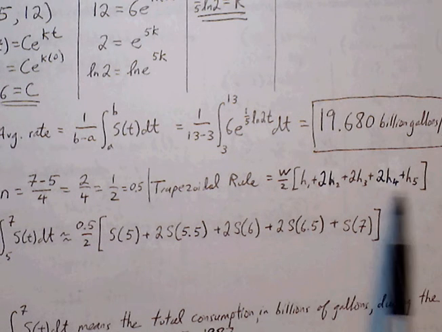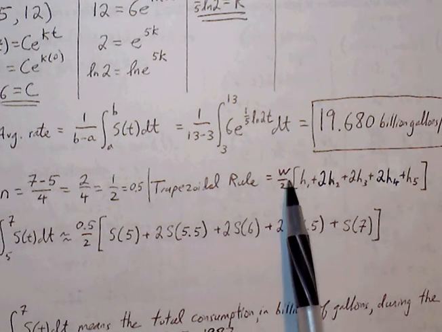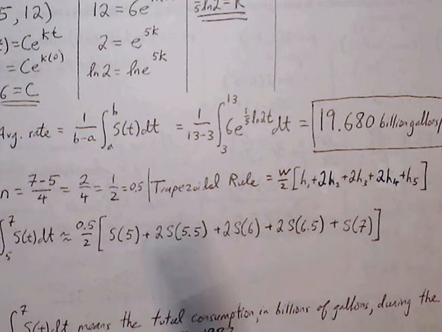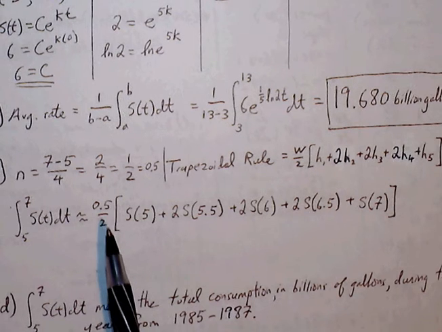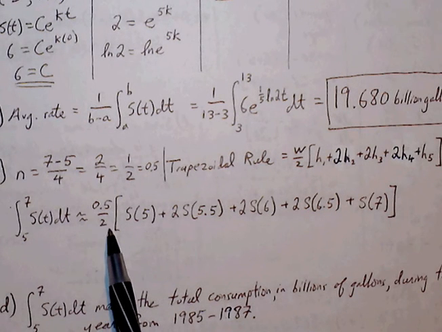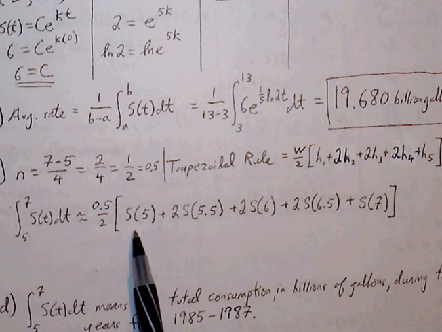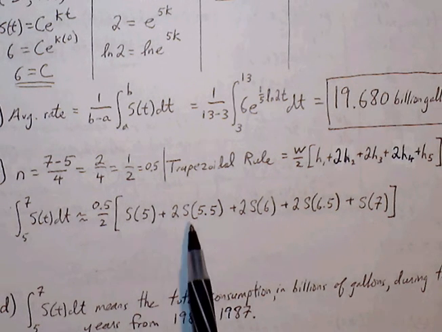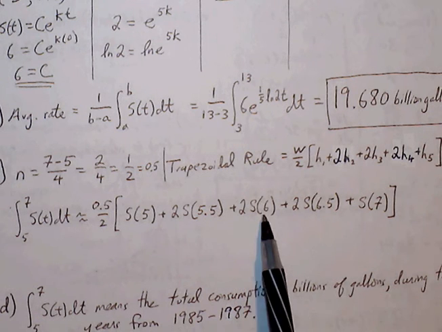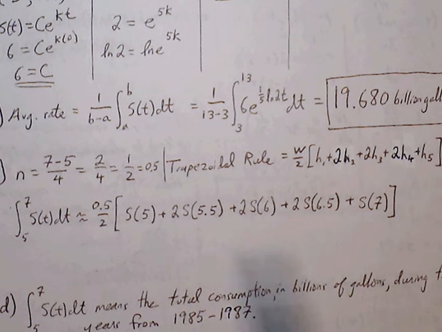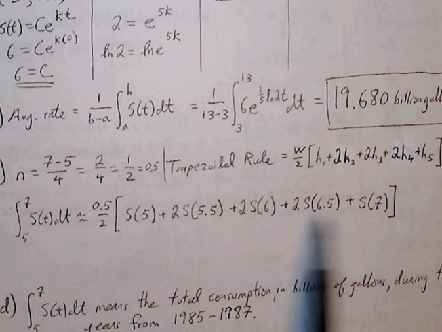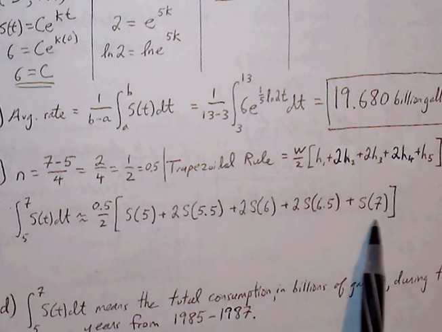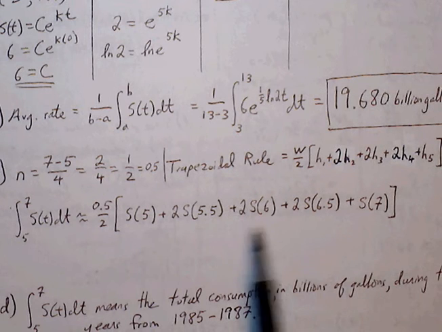We can use the trapezoidal rule only because now we have a width that is consistent throughout. So in our formula, it's simply going to be width over 2, or 0.5 over 2, times, and then we plug all these values in: S sub 5, S sub 5.5, S sub 6, S sub 6.5, and S sub 7, and then we multiply the 2s all the way through. This should be sufficient, as there's no need to simplify, so this will get us to our answer.